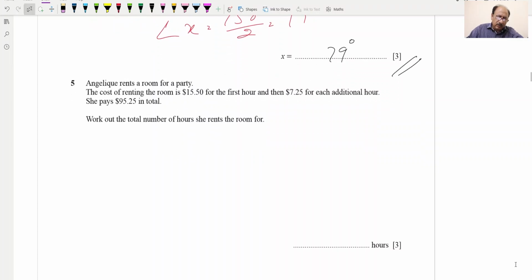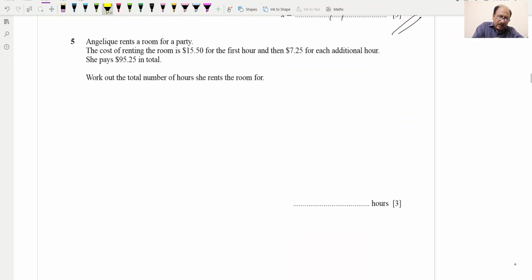Now Angelique rents a room for a party. The cost of renting the room is 15.50 for the first hour, and then 7.25 for each additional hour. She pays 95.25 in total. Work out the total number of hours she rents the room for.